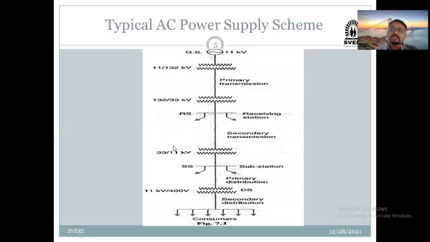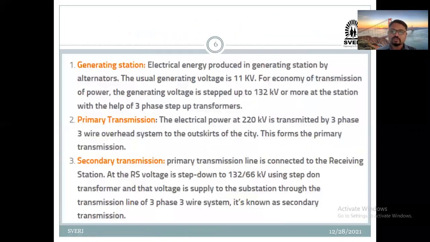आता MCQ काय विचारलं जाणार आहे? In the primary transmission, electrical power is transmitted by what? Three-phase, three-wire system. Three-phase, three-wire overhead system. Okay, why is it called overhead? It is above the ground. That's why it is called overhead. When it is below the ground, then it is called underground. Okay, so whenever we are going to transfer that 132 kilovolt to the outskirts of the city, then it will become the primary transmission.